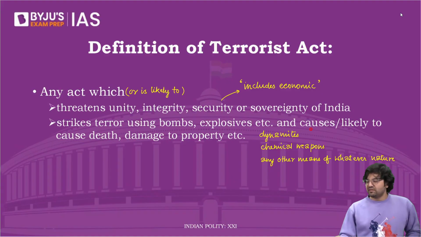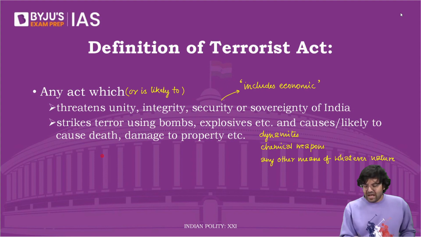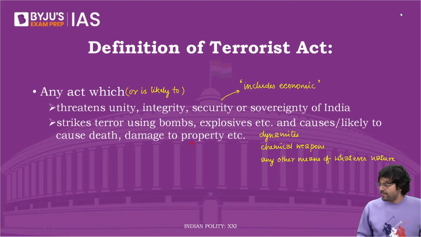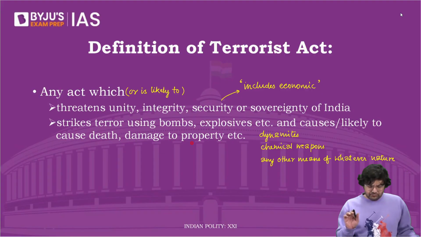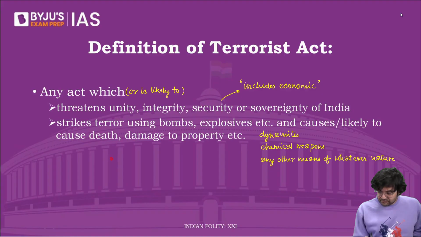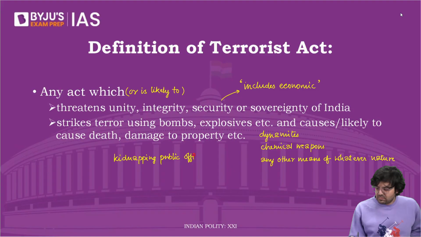And causes or is likely to cause death, damage to property, etc. All these things are declared a terrorist activity. Are we clear? Now, one more example. Kidnapping a public official, or kidnapping to compel the government to meet your demands. They are all called a terrorist activity.